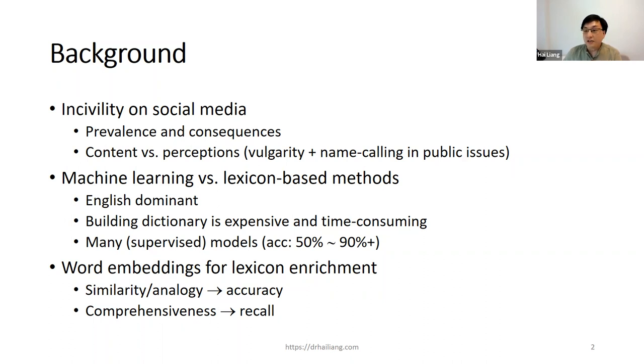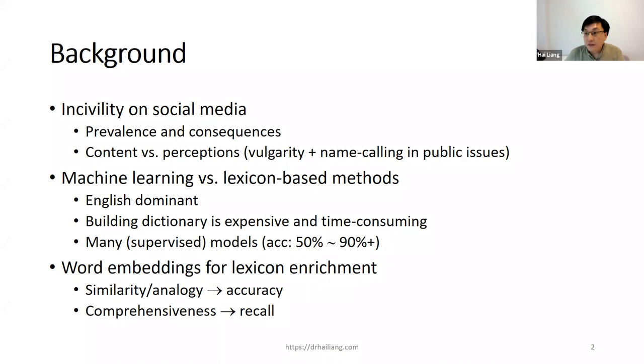Referring to content features, there are a lot of content features of incivility. Throughout this project, we will focus on just two of them: vulgarity and name calling. The reason is that these are the most obvious features we can find, and this is a relatively easy task for computers as well.